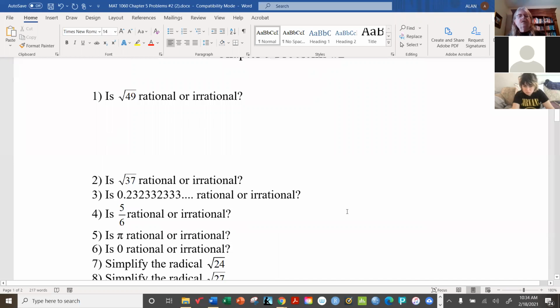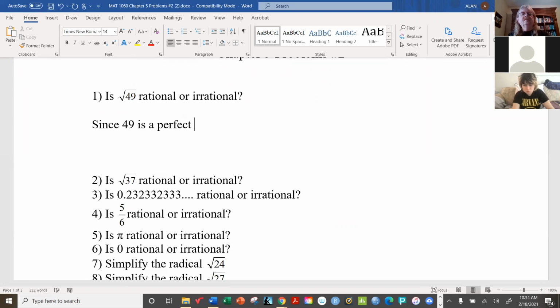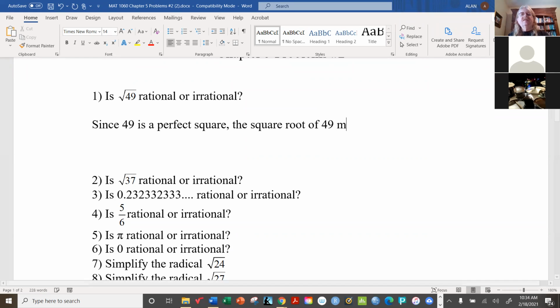Okay, so we'll start with the square root of 49. So we'll note here that since 49 is a perfect square, the square root of 49 must be rational. Okay, and of course you could also note that the square root of 49 is 7, which is of course a rational number because it's an integer.